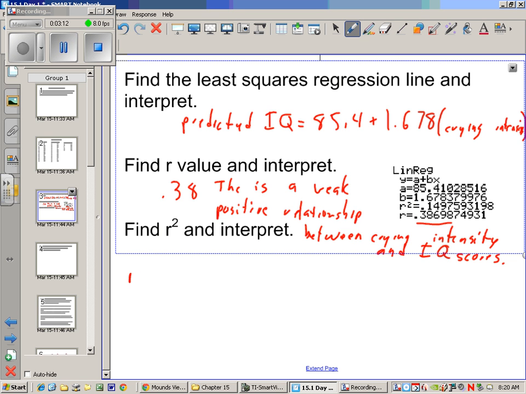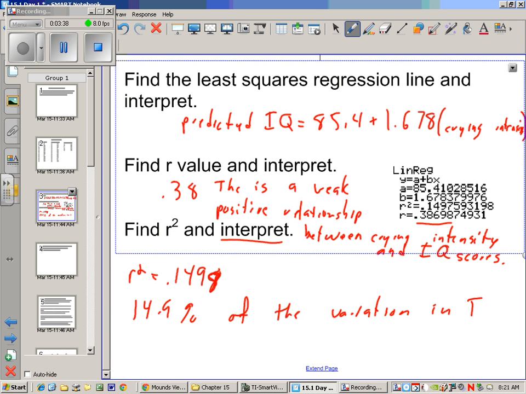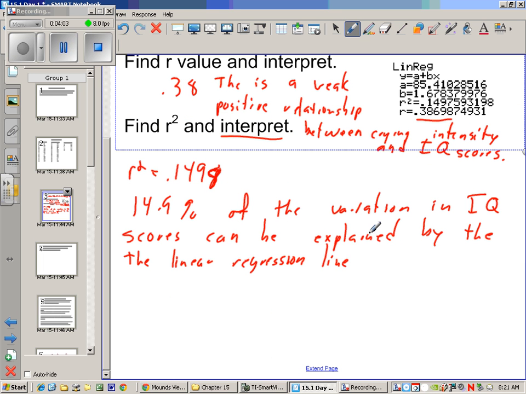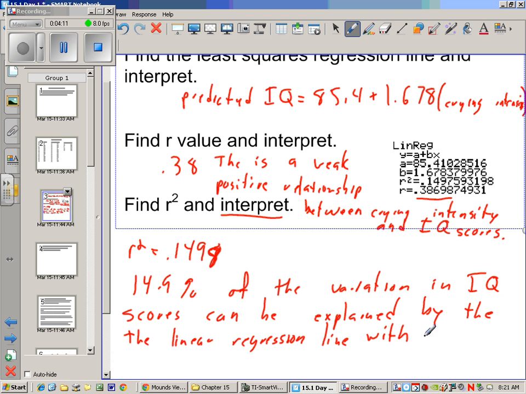Now our R squared value is just that value squared, so 0.1841497, which is about 14.9%. So to interpret this, we say 14.9% of the variation in IQ scores can be explained by the linear regression line with, what was my X variable here? Crying intensity.